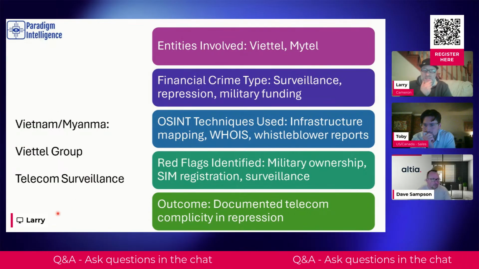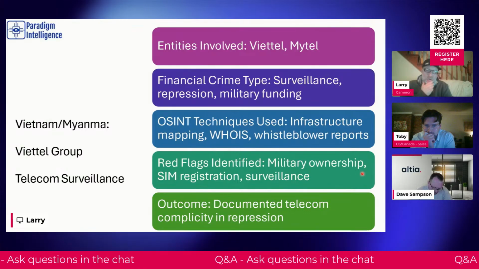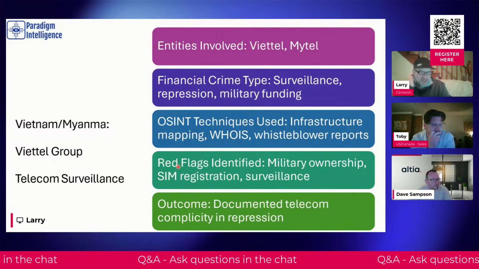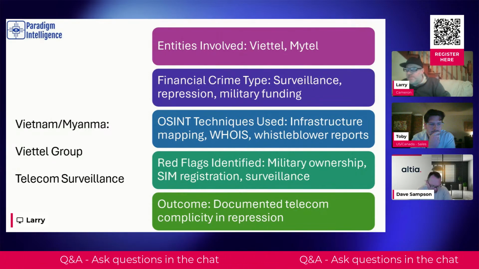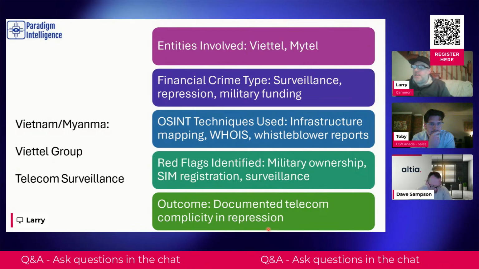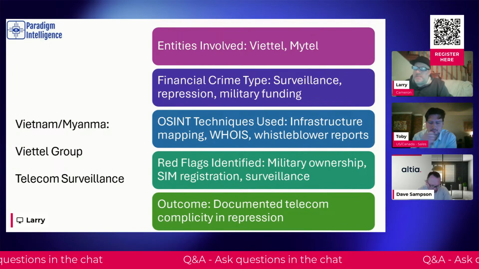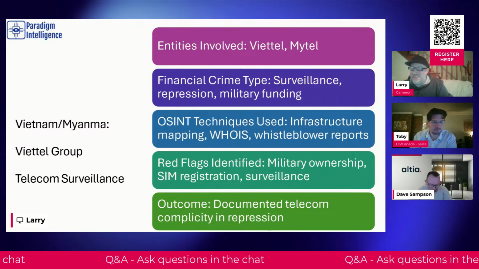Telecom surveillance, infrastructure mapping, WHOIS, whistleblower reports, red flags, military ownership, SIM registration, surveillance, documented telecom complicity. Now, when you have documented telecom complicity, you can sanction them, you can get them shut down, you can target them. Frig, sometimes they'll get assassinated. You never know. Depends what you're dealing with.